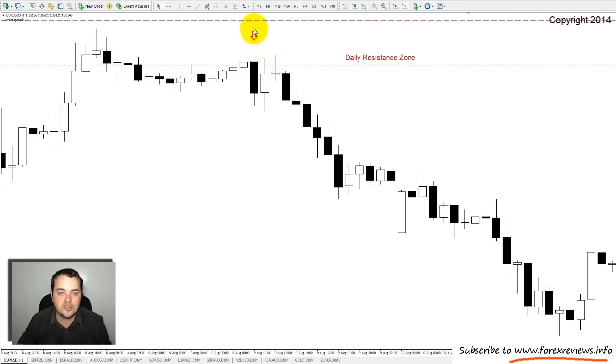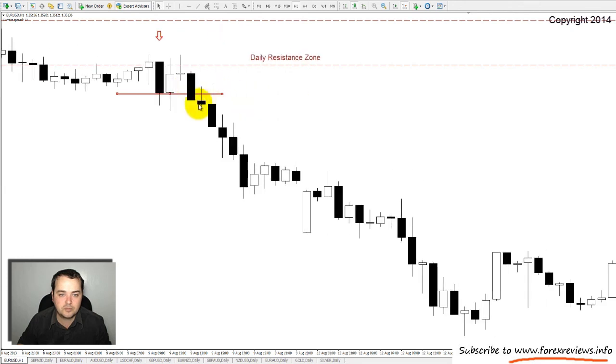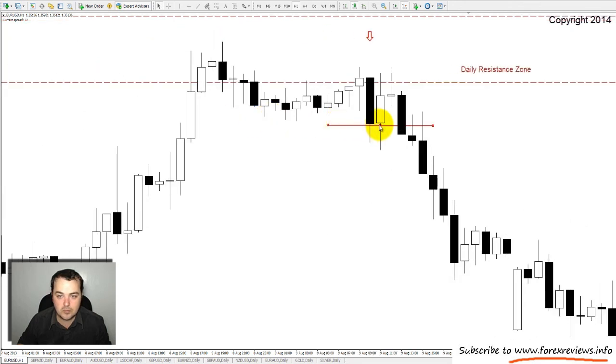Now let's just look at it from this signal. This is a valid signal here to the left as well. So you enter after. Now, as it's not the daily chart, you can just enter a couple of pips below, like so. So that's your entry.